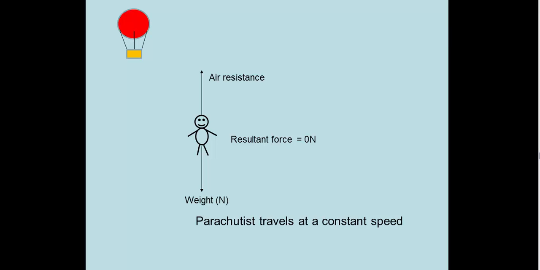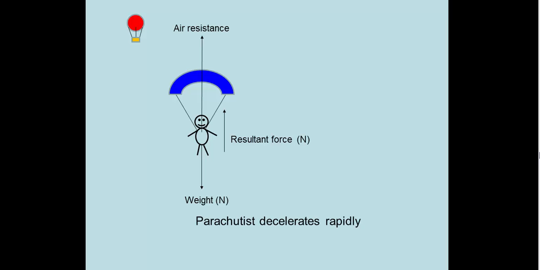Sometime later they're further from the balloon. The weight hasn't changed. The air resistance now equals the weight. The resultant force is 0 newtons. They'll continue to travel at a constant speed, known as their terminal velocity. This is at around about 130 miles an hour.